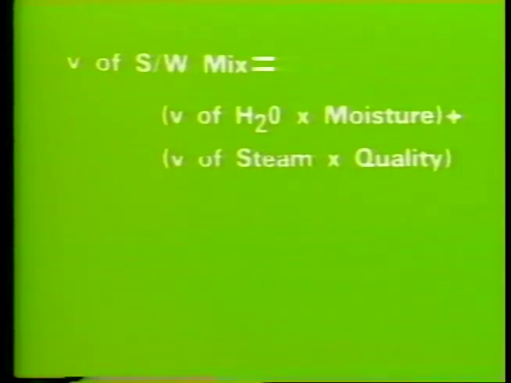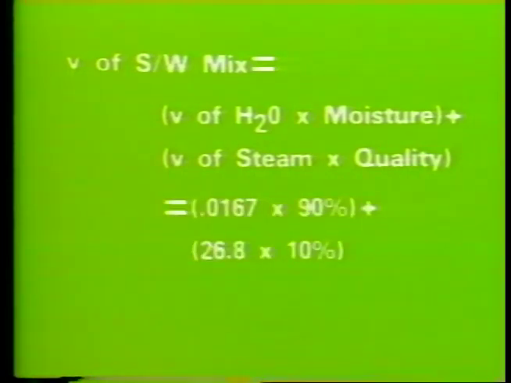In our previous example, the steam-water mixture had a 90% moisture content and a 10% quality. Plugging these figures into our formula, we get specific volume of the steam-water mixture equal to 90% of the specific volume of saturated water, 0.0167, plus 10% of the specific volume of steam, 26.8. Doing the math, we get a specific volume of approximately 2.70 cubic feet per pound.